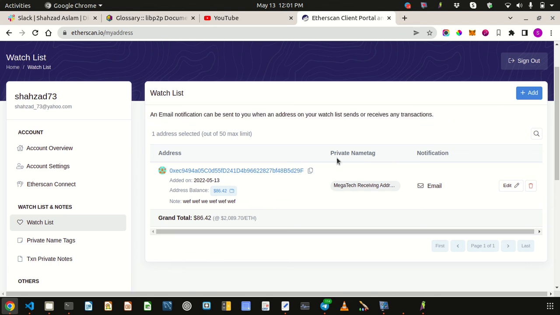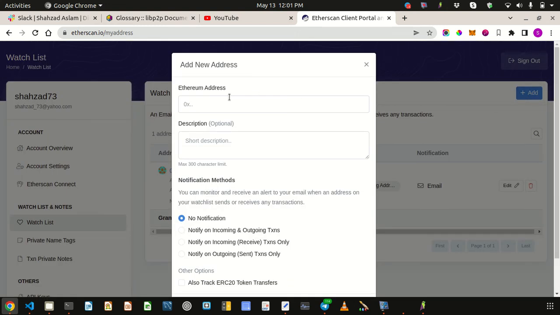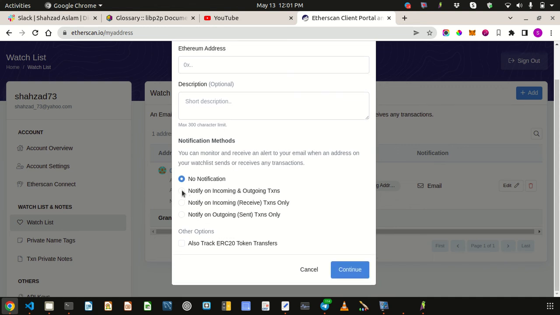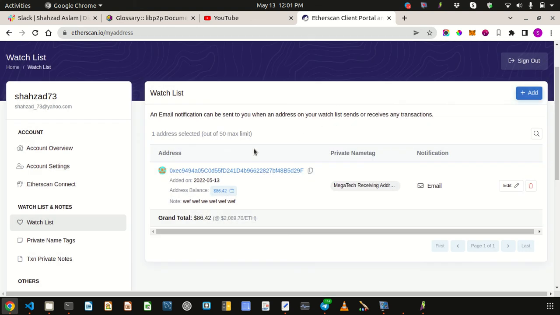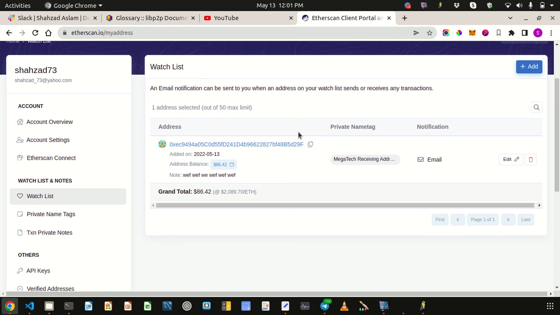To add a new watch list, simply click on the add button, enter the Ethereum address of the private account on which you want to put the watch list, or any ERC20 token, and put a description. Then select the type of notification that you want to receive and click continue. That address or ERC20 token address will be added to your watch list, and anytime a transaction of the type you selected is executed on the blockchain, you will be notified by email. So that is the watch list.